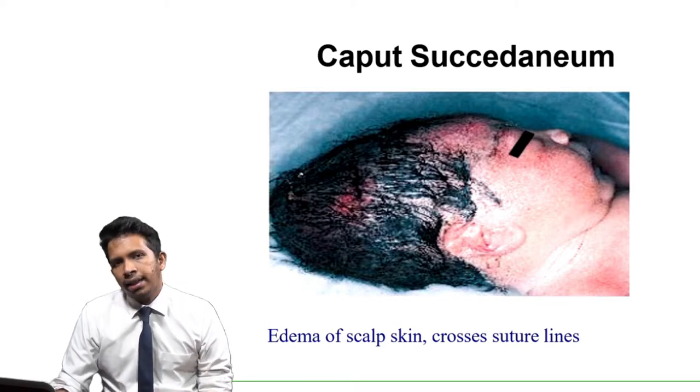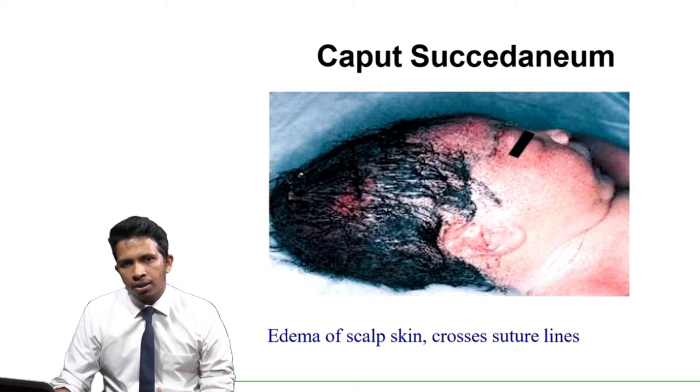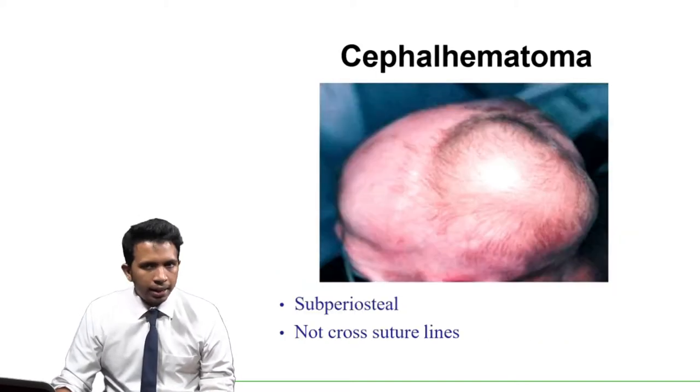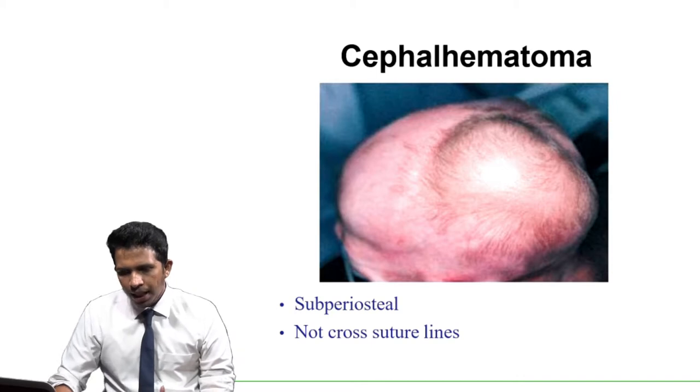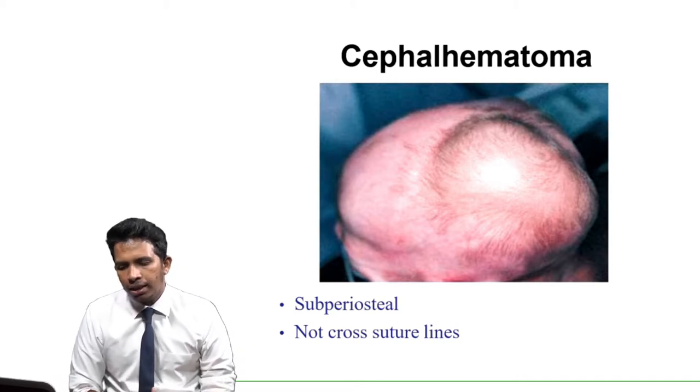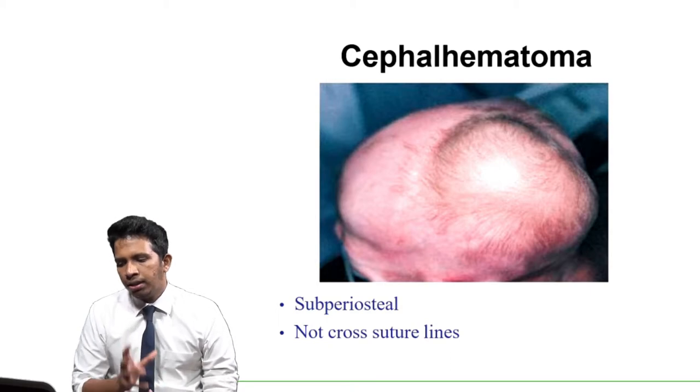Due to trauma during birth, the child can tend to have an edema or fluid collection underneath the skin of the scalp, which makes the head appear like this. Cephalhematoma is a subperiosteal hemorrhage. It is a hemorrhage underneath the periosteum, which causes a swelling.